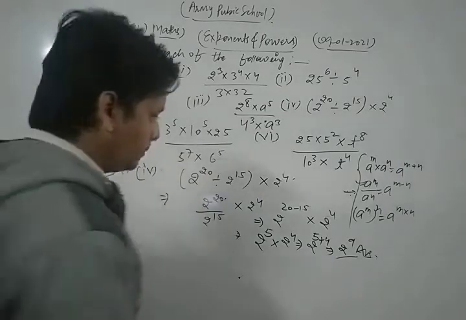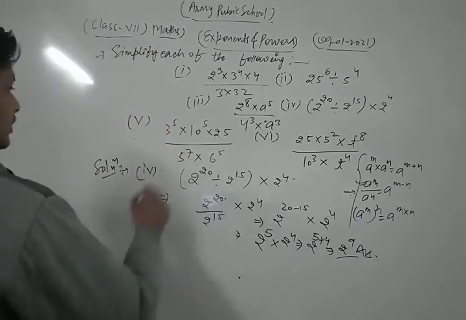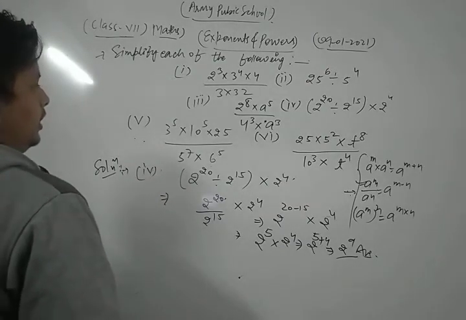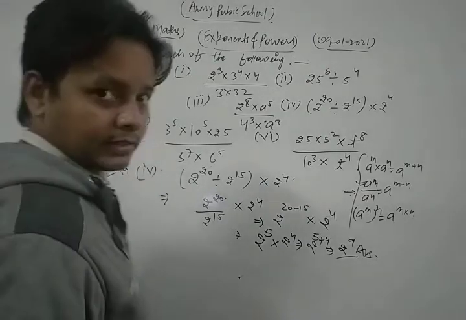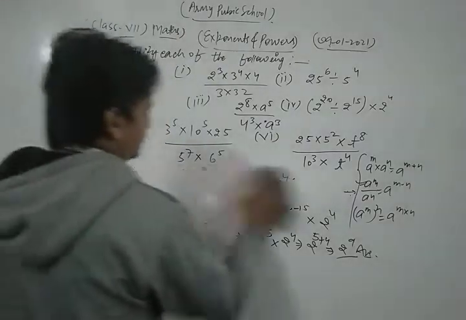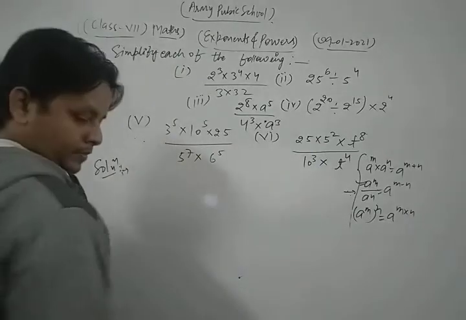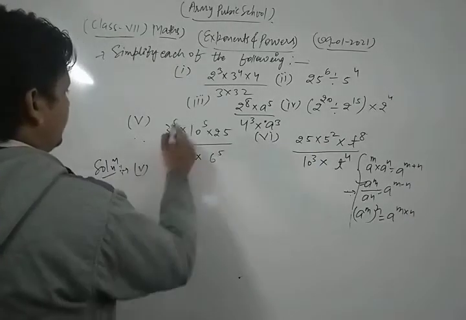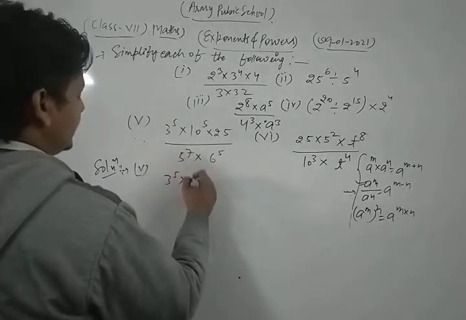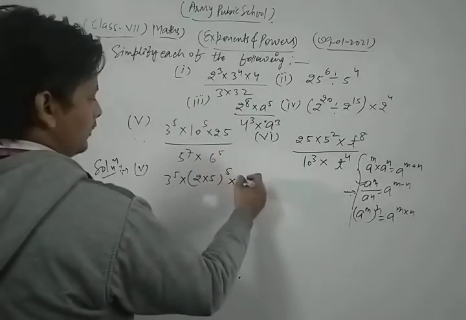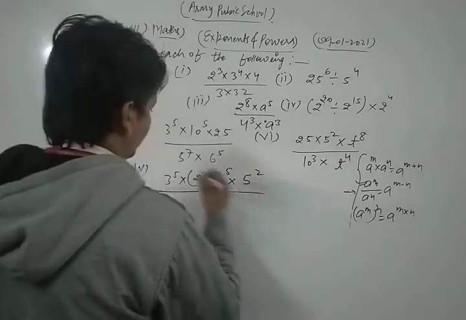Okay dear students, now we take and solve the fifth part of this question. Let's see. The fifth part is 3 power 5, right? As it is, we can write 10 as 2 into 5 to power 5. We can write 25 as 5 power 2, upon 5 power 7, right?